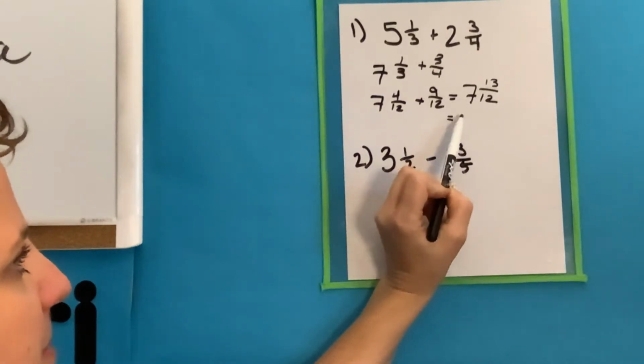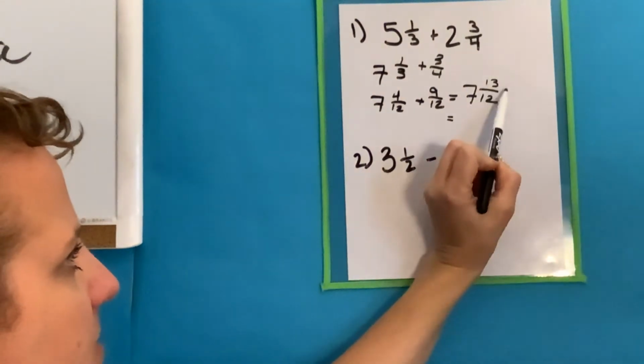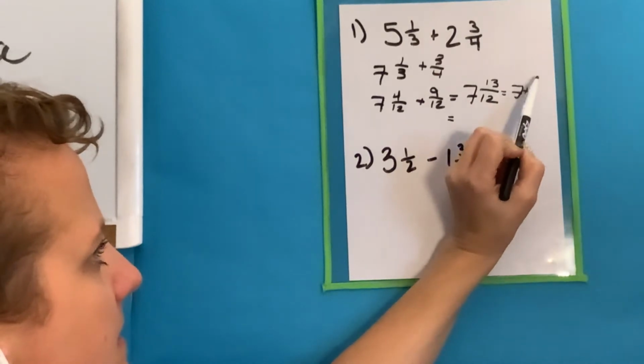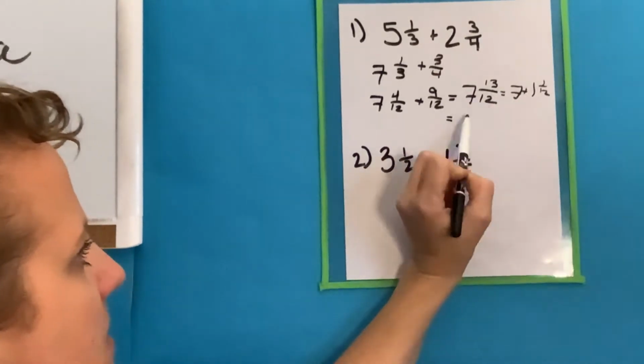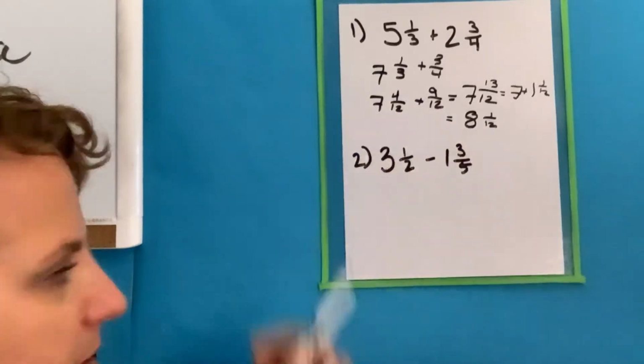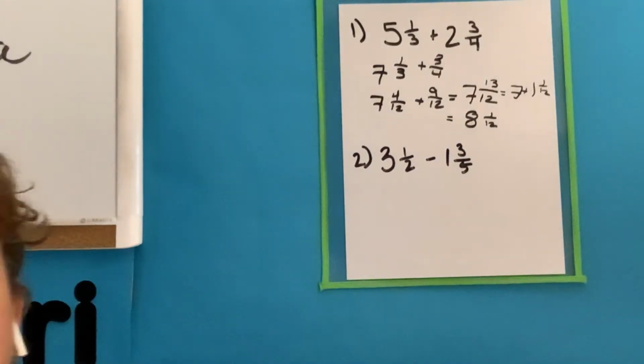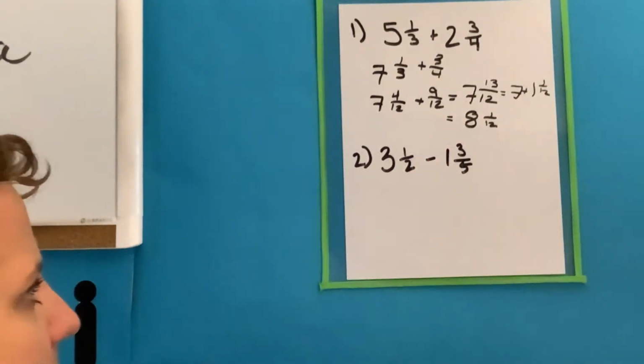Can we make this proper? Yes, we can. This is equal to 1 and 1/12. So we add and get 8 and 1/12. And then we check. Can we simplify? We cannot. So our answer is 8 and 1/12.